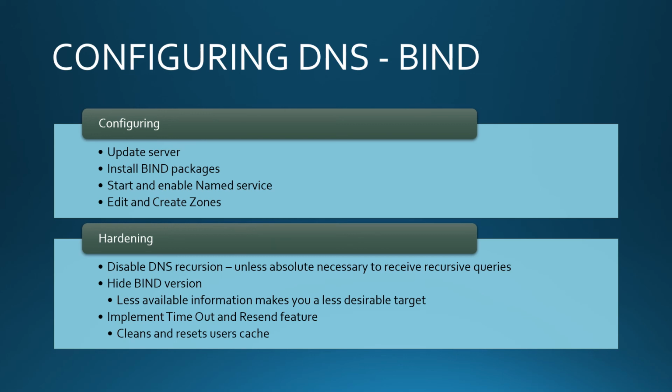Hardening. Disable DNS recursion unless absolutely necessary to receive recursive queries. This can be utilized for a DNS version of a DDoS attack. So just go ahead and cut it off unless you absolutely positively have a need to receive recursive queries, which we don't.